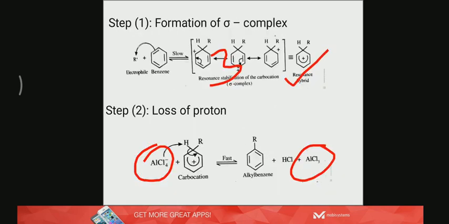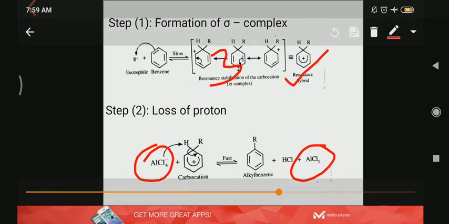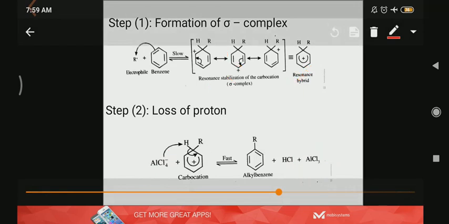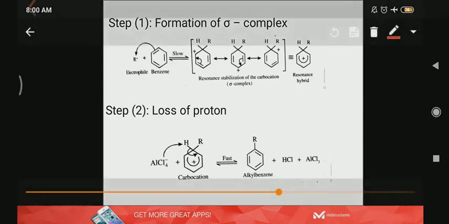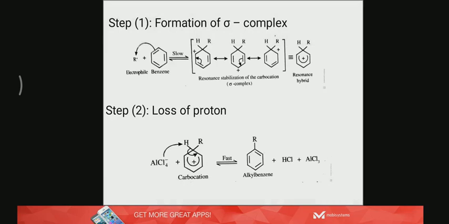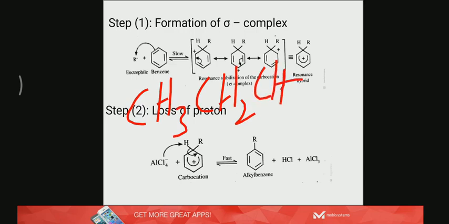Okay. Now a limitation of Friedel-Crafts alkylation is that it will lead to a rearranged product. That means, suppose you are taking 1-chloropropane or normal propyl chloride as the alkyl group. See this one, 1-chloropropane. We are taking this as the reagent in presence of AlCl3, treating with benzene. We expect what?